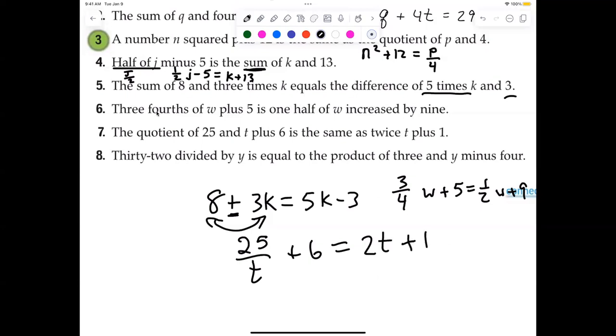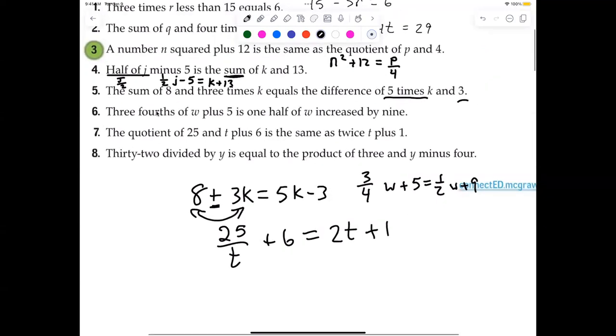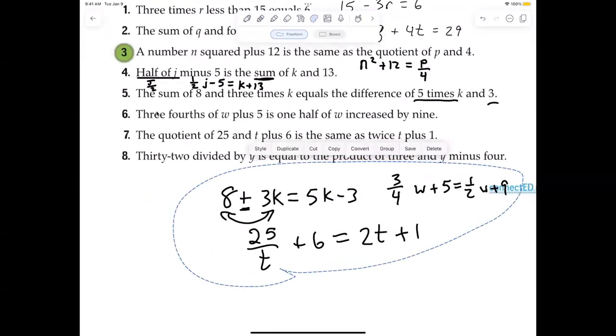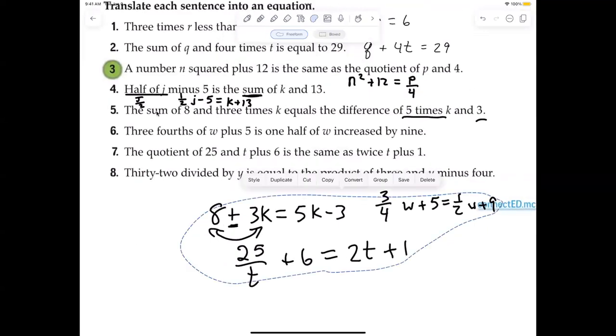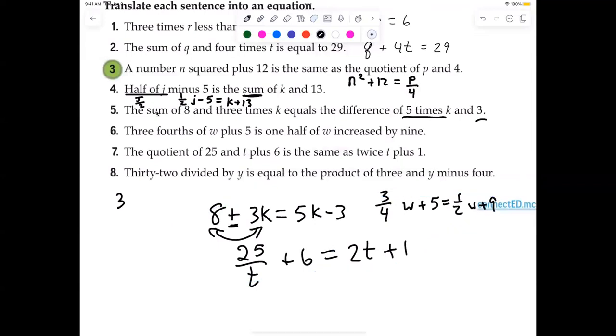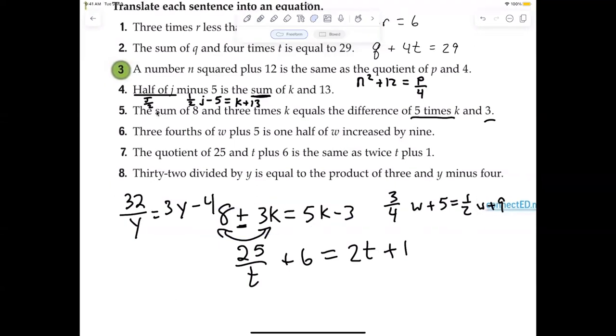That was good. All right, let's go. Peter, you're up. Number 8. Yep, hold on. Let me move this out of the way though. 32 over y. Say that again. 32 over y equals what? 5 minus... Yes, that's perfect. 3y minus 4. Everybody good with that? Yep. Anybody have any issues?